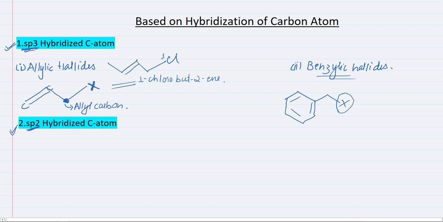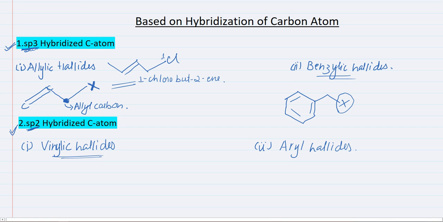Okay, moving on. sp2 hybridized carbon atom. If you talk about sp2 hybridized carbon atom, you can say that again these compounds could be divided into your vinylic halides, as well as your aryl halides. Okay, what are vinylic halides? Again, just focus on this structure.